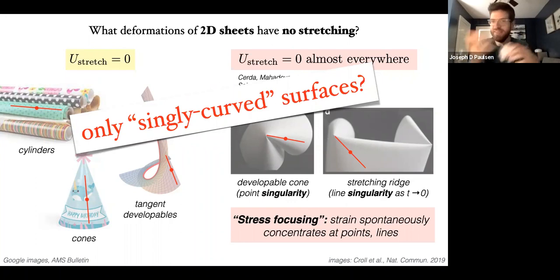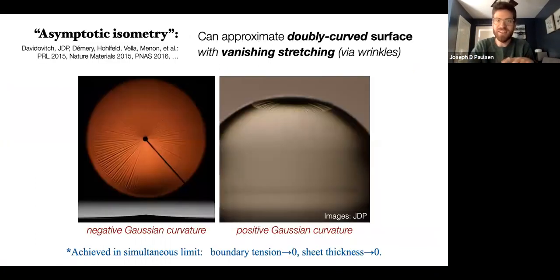And so is that all you can make? Is it impossible to make a doubly curved surface with an isometry? One of the fascinating results that I got to be a part of in recent years is this idea of an asymptotic isometry. This is the idea that you can use wrinkling to make a doubly curved surface, but approximately.